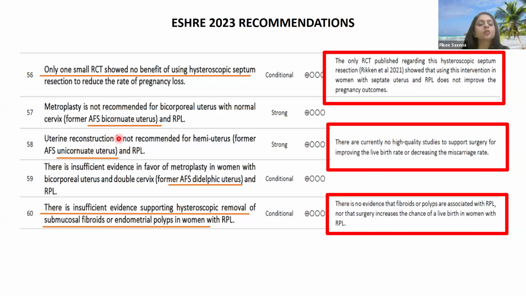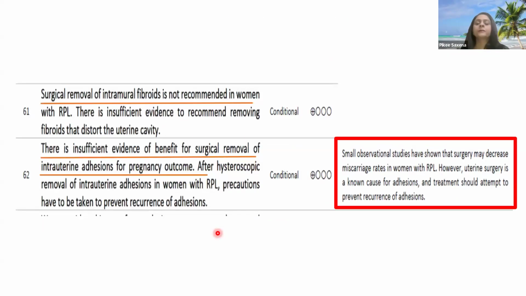And they say that metroplasty should not be done for bicornuate uterus, unicornuate uterus, didelphys uterus, and there is insufficient evidence supporting hysteroscopic removal of submucous fibroids or endometrial polyps in women with RPL. So what they are recommending, I think the clinical practice that we are following, at least I am following, and most of the people, I'm sure you must have also seen that if there is a submucous fibroid or polyp then we are generally doing surgery for that, because most of the time these patients are also going to present with severe pain in abdomen and also heavy menstrual bleeding.